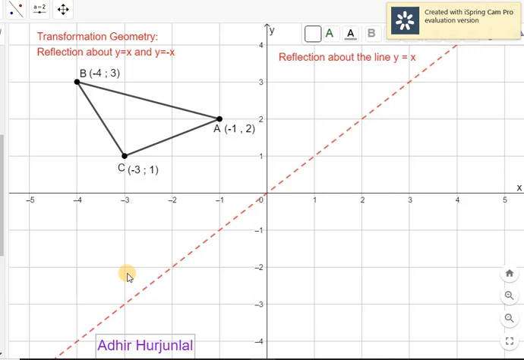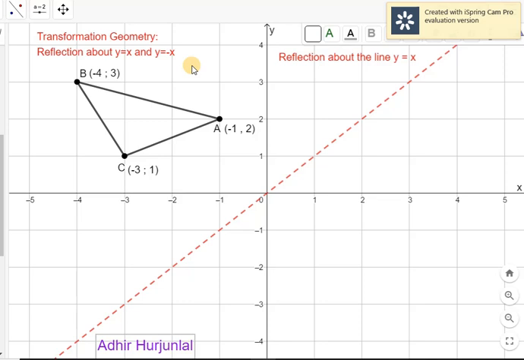Good day, learners. Today we are moving over to the next part of transformation geometry. In this section, I'll be dealing with reflection about the line y is equal to x and the line y is equal to minus x. By now, you should have watched the video on reflection about the x-axis and reflection about the y-axis.